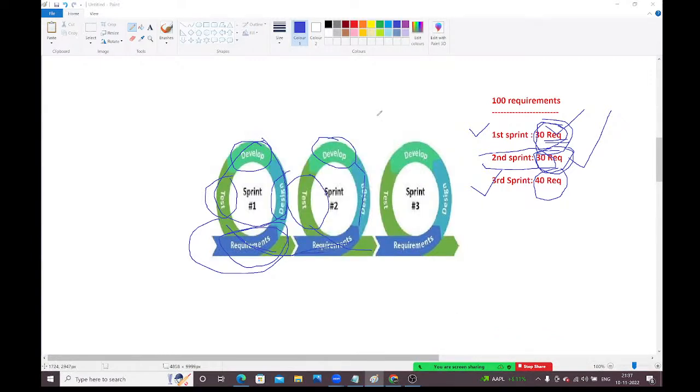Right guys, tell me, what is the difference between waterfall and agile? In waterfall, it is a linear approach, a step-by-step approach, a sequential approach.